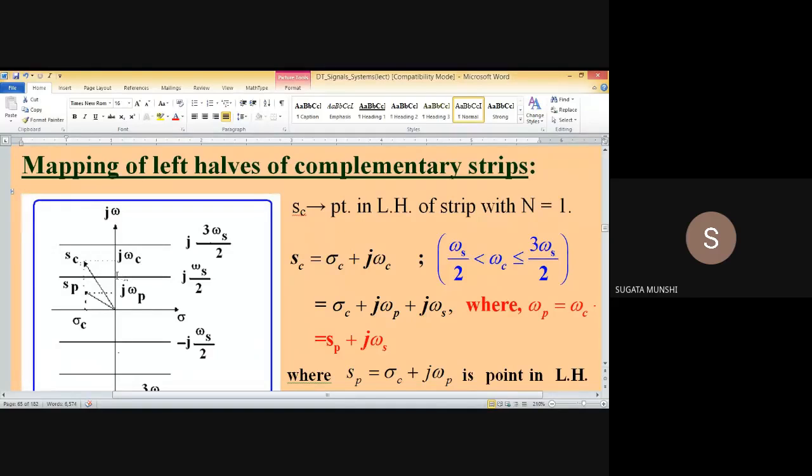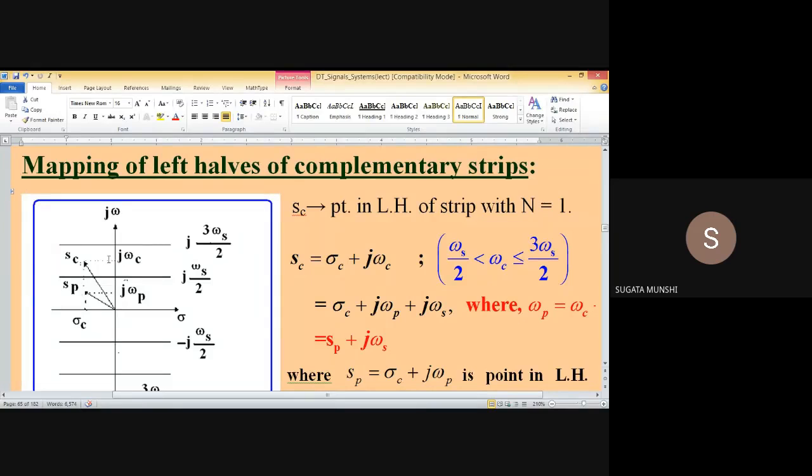what's the expanse of this primary strip? This is the primary strip, minus j omega s by 2 to plus j omega s by 2. The strip corresponding to n equal to 1 extends from j omega s by 2 to j3 omega s by 2. And SC is a point in that strip. So what are the coordinates of SC, real and imaginary parts of SC? It's sigma c plus j omega c. This is SC.